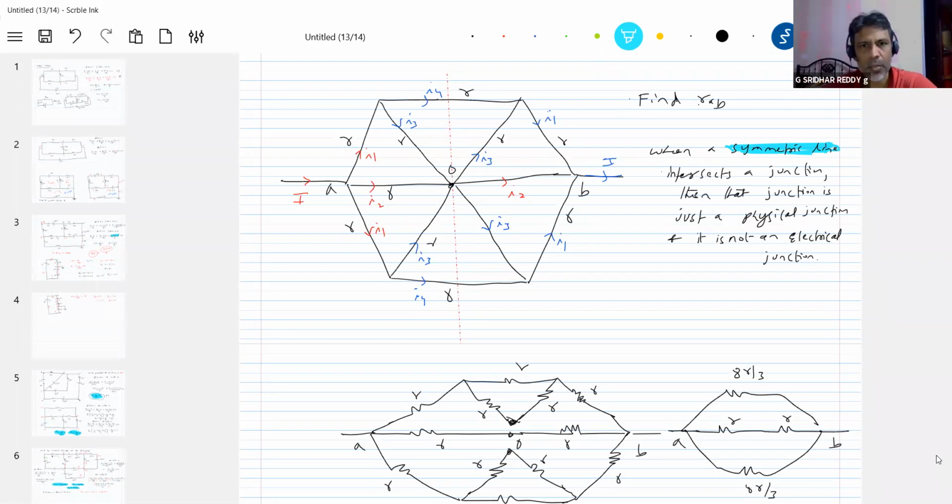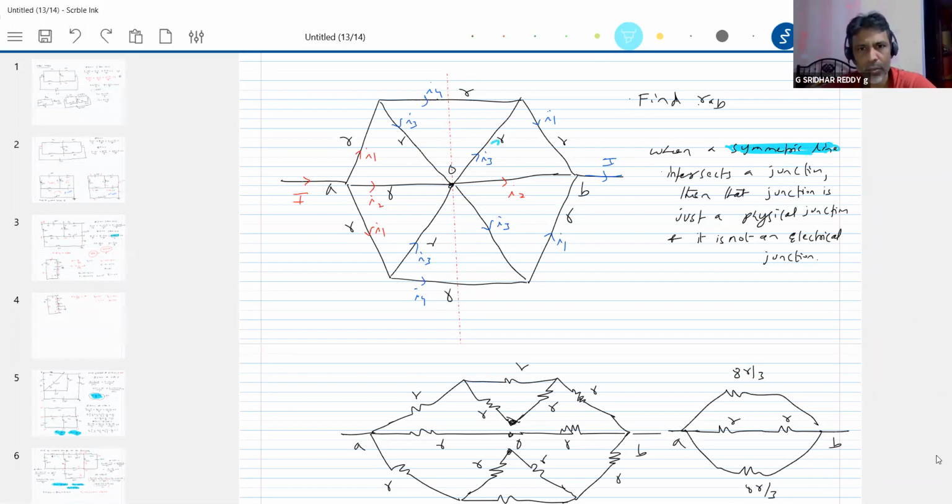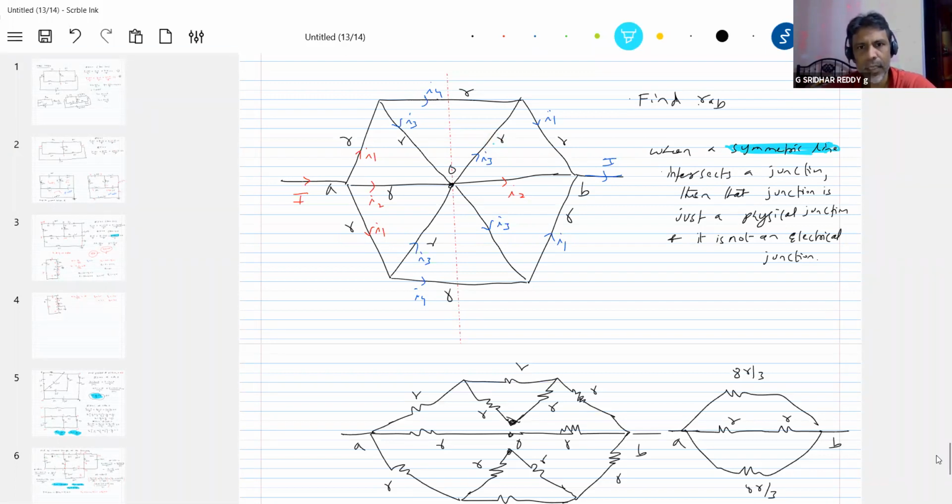Symmetry with respect to current distribution. By chance, if I make this 2R, then what happens? The current will in fact branch at O, and then it will become a real electrical junction. Now it is only a physical junction.